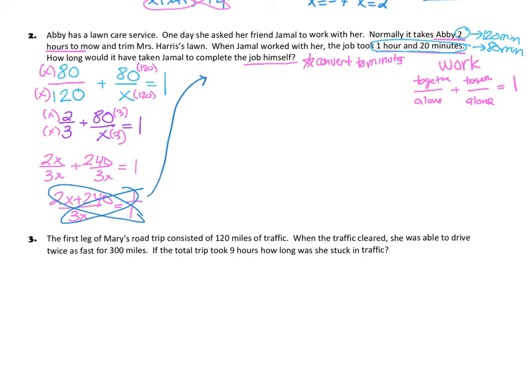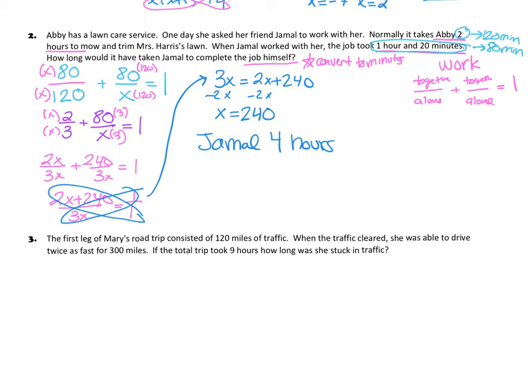And when I cross multiply, I'm going to get 3x equals 2x plus 240. Now I have a linear equation, not a quadratic. So I'll get x equals 240, which means it will take Jamal 2 hours. Actually, I take that back. Not 2 hours. 4 hours. Man, it would take him a long time to do it by himself. 4 hours to complete this job by himself. So remember, work problems is together over alone plus together over alone equals one full job.